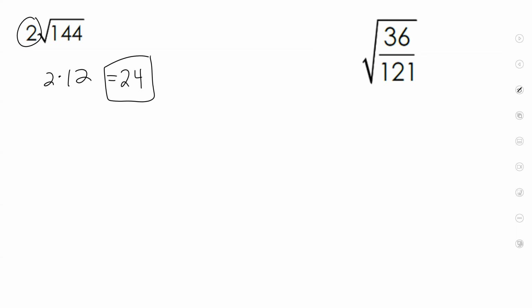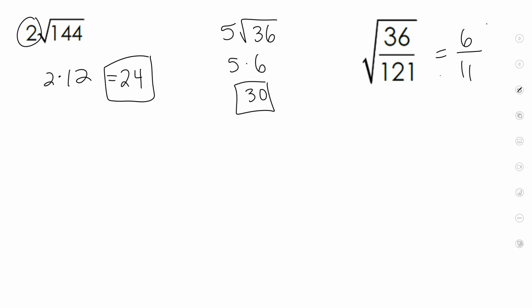Let me give you another one like that. What if I had 5 and then square root of 36? What's the square root of 36? So that becomes 5 times 6, which is 30. Okay, let's try this one. What's the square root of 36? And what's the square root of 121? So that's your answer.